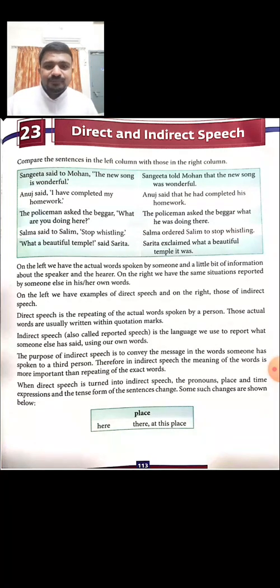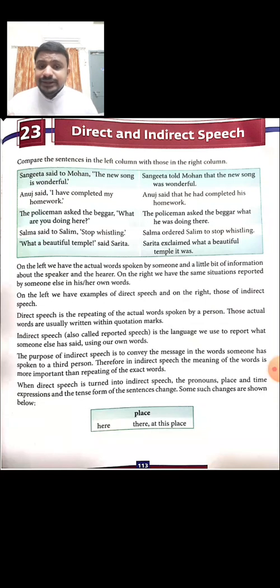Sangeeta said to Mohan, "The new song is wonderful." Or Anu said, "I have completed my homework." The policeman asked the beggar, "What are you doing here?" Salma said to Salim, "Stop whistling." "What a beautiful temple," said Sarita. All these sentences have been given in direct speech. And see there, whatever the person has told is being given in the quotation marks.